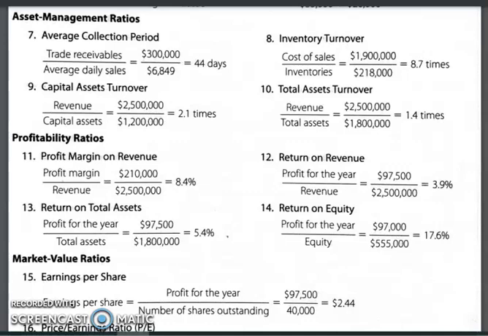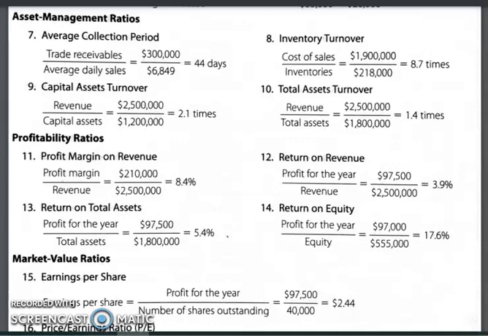Next is our inventory turnover, which is our cost of sales of 1.9 million divided by our inventory from our statement of financial position, which is 218,000. So that's telling us that we have sold the inventory that we usually have on hand, which is 218,000. We've sold that 8.7 times, right? 218 goes into 1.9, 8.7 times. So that's actually looking like a very good ratio.